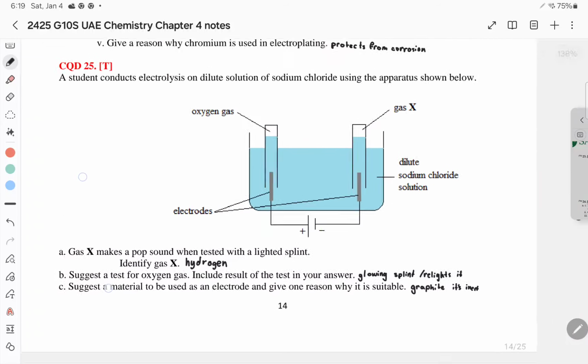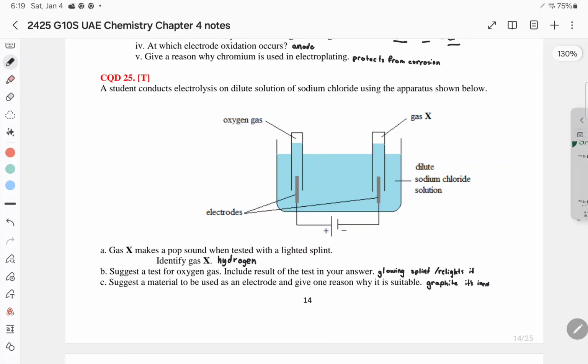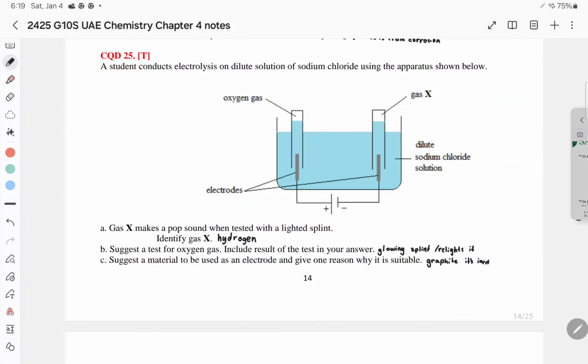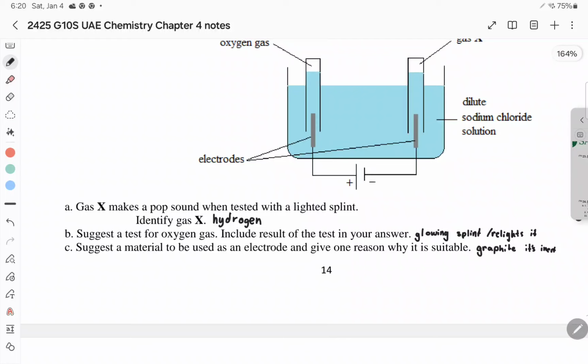Now we have question 25. A student conducts electrolysis on a dilute solution of sodium chloride using the apparatus shown below. Gas X makes a pop sound when it's tested with a lighted splint. There's only one gas that makes a pop sound when tested with a lighted splint, and that's hydrogen gas. Suggest a test for oxygen gas and include the result of your test.